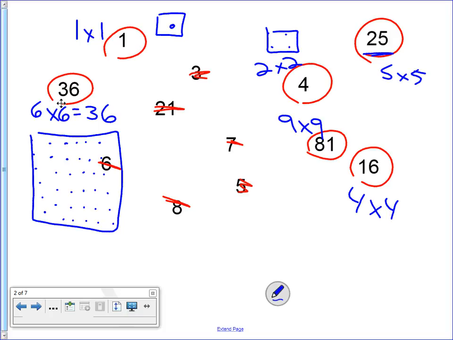The reason why 3 is not a square number is because we don't have the same number multiplied by each other to get 3. To get to 21, we don't have the same number. 7 times 3 equals 21. They're not the same number. That's why 21 is not a square number.